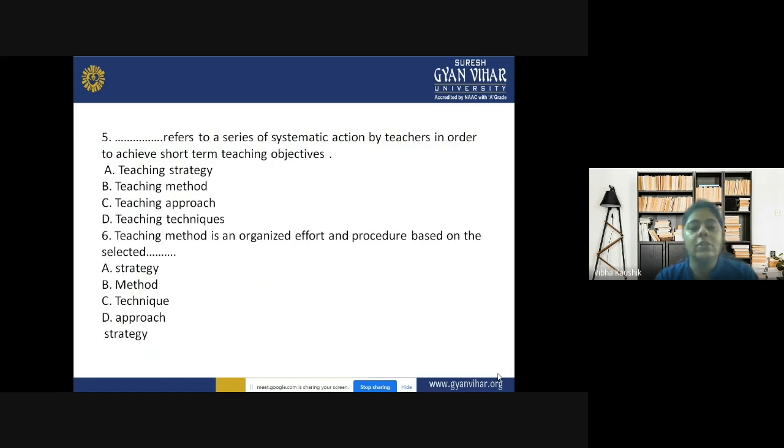Sixth, teaching method is an organized effort and procedure based on the selected dash. Options are A, strategy, B, method, C, technique, or D, approach. Now you have to select the correct answer on the basis of the given choices. And the correct answer will be option A, that is teaching method is an organized effort and procedure based on the selected strategy.